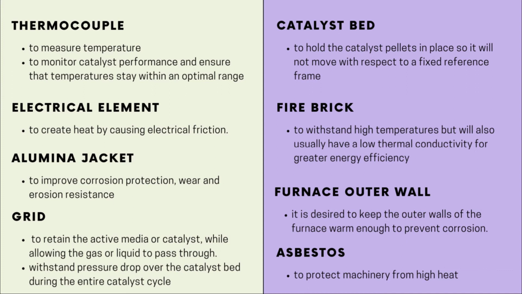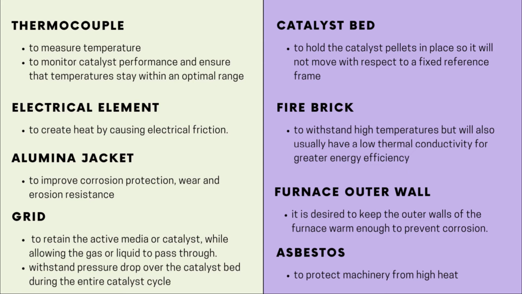Then the grid is a removable screen and self-supporting filtration structure which is used to retain the active media or catalyst while allowing the gas or liquid to pass through. It can also withstand pressure drop over the catalyst bed during the entire catalyst cycle. Next, the catalyst bed. It is to hold the catalyst pellets in place so they will not move with respect to a fixed reference frame, as essentially all reaction occurs within the catalyst particles.